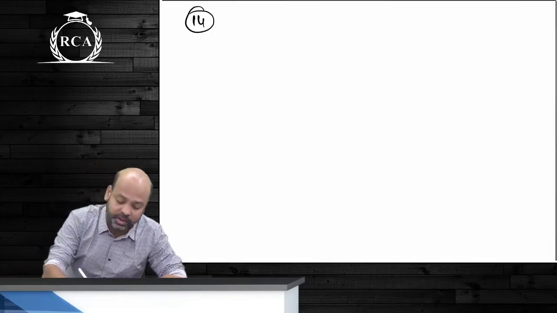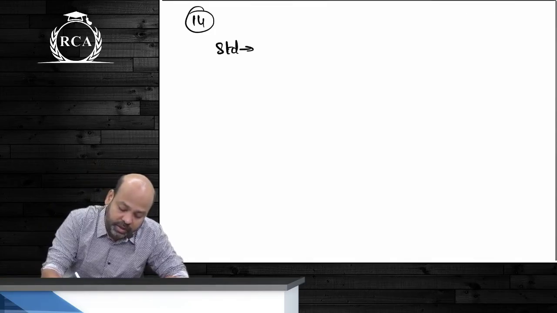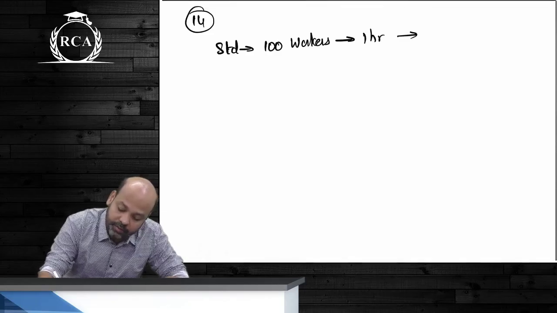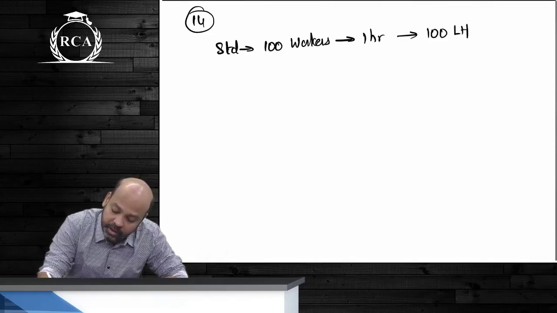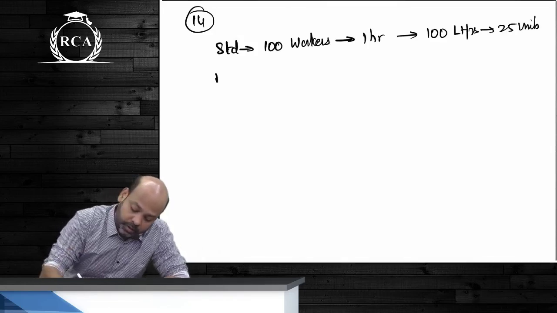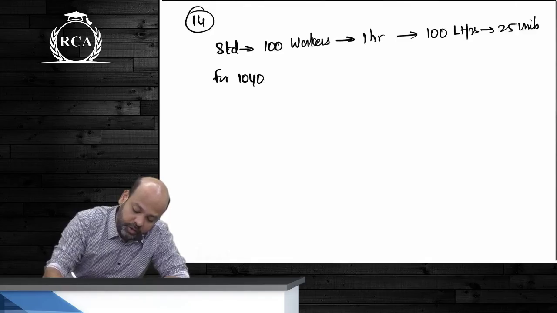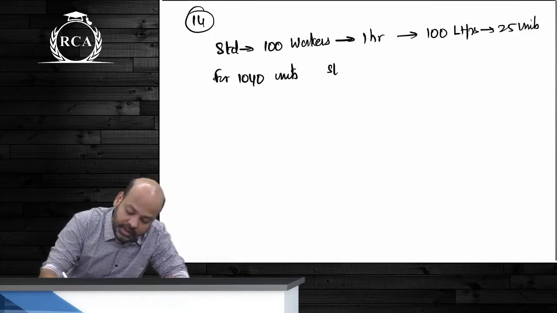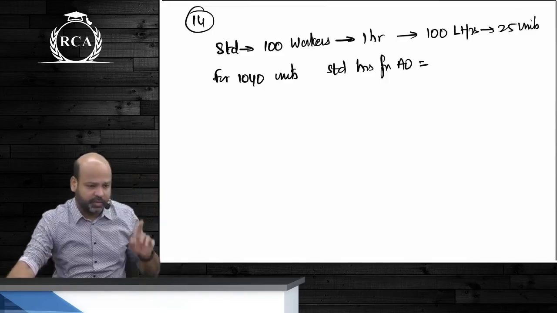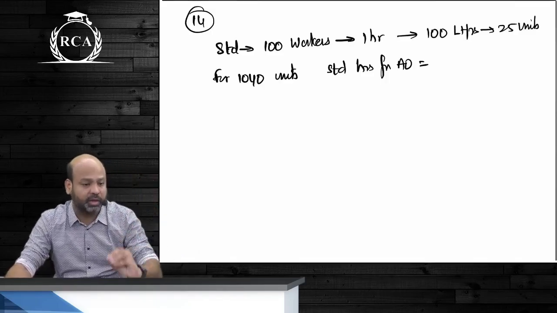Now pay attention, guys. As per the standard, 100 workers, if they work for 1 hour, they will be effectively working for 100 labor hours. They should get an output of how many units? So for 1040 units, what should be the standard hours for actual output? Never ever write standard hours per worker, guys. Write standard hours in terms of total labor hours.